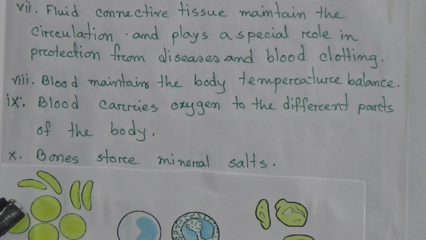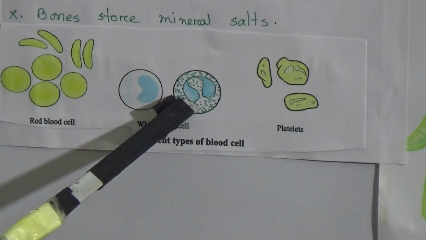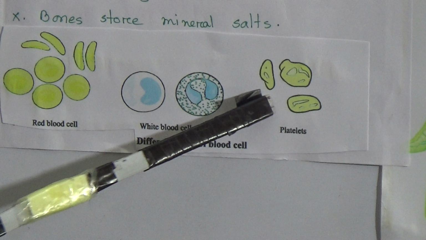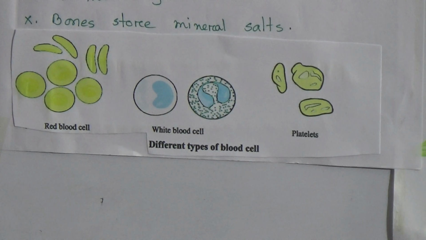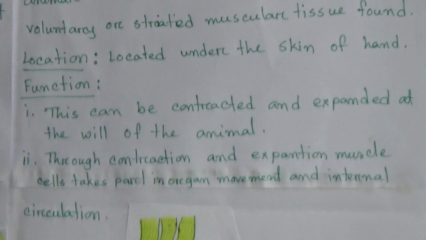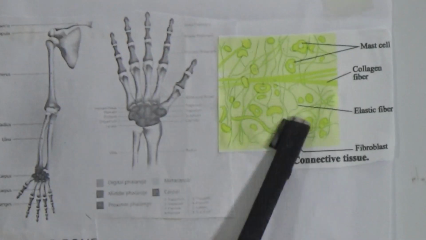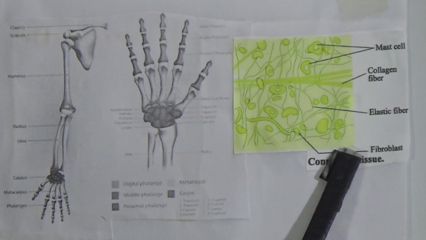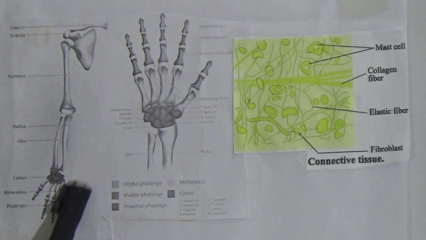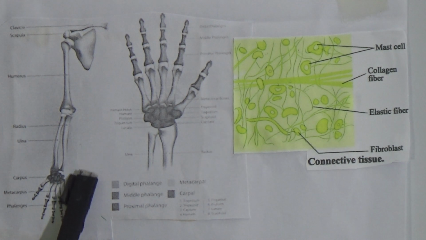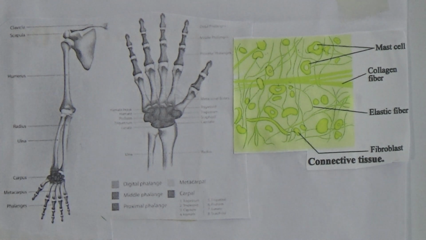And this is the picture of blood. Dear students, for coloring, follow your textbook. This is red blood cell and this is white blood cell and this is the platelets picture. Now come to the hand bones. You have to draw this, and this is the connective tissues picture. This is given in your book in chapter number 6, and this picture is given in your book in chapter number 9. Now come to muscular tissue.